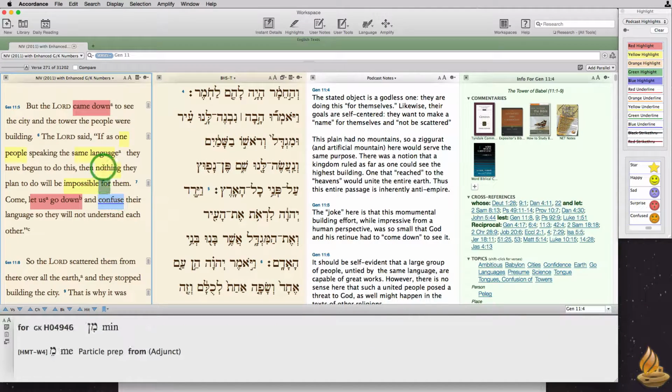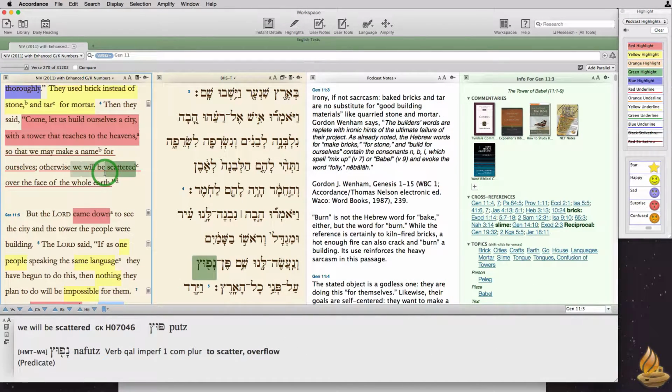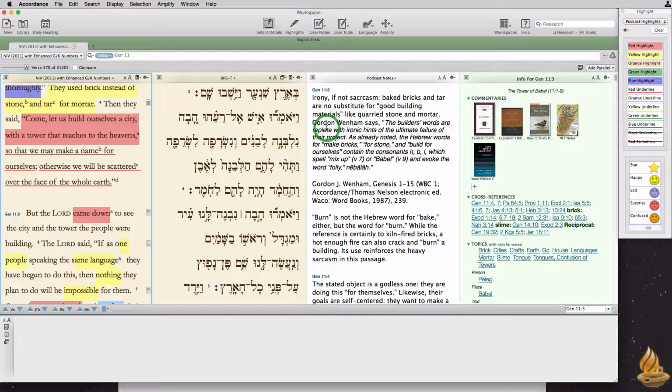There we go. And I also want to scroll back because there was something that we missed in the paragraph beforehand that I wanted to be sure and cover. That's a quote from Gordon Wenham. He says, "The builders' words are complete with ironic hints of the ultimate failure of their project. As already noted, the Hebrew words for make brick, for stone, and build for ourselves contain the consonants, and here let me just give the English equivalents, N, B, and L, which spell mix up, verse 7, or Babel in verse 9, and evoke the word folly, Nebelah."